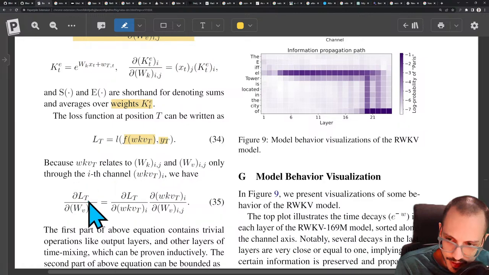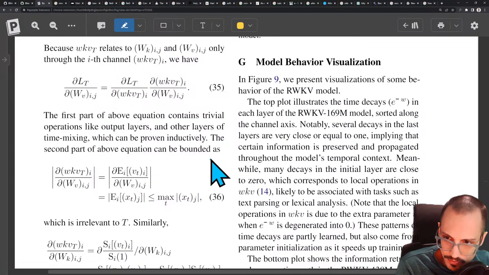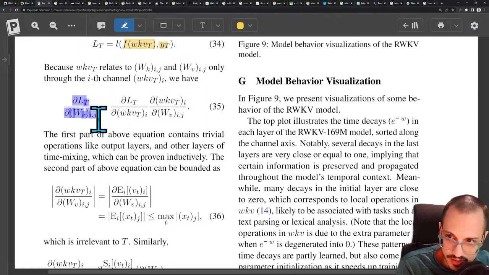And the partial derivative of the loss function here, the reason they're doing that is because this is the chain rule, basically, where dLt dVw, the partial derivative of this loss with respect to the value weights, this weight matrix here, is the partial derivative of the loss with respect to this WKV times the partial derivative of the WKV with respect to the WV. So this is just chain rule here. And the reason you want to do this is because you don't know what this is, but you do know what this is, right? That's what they're telling you here.